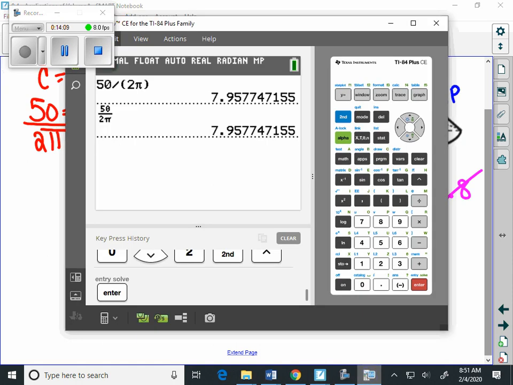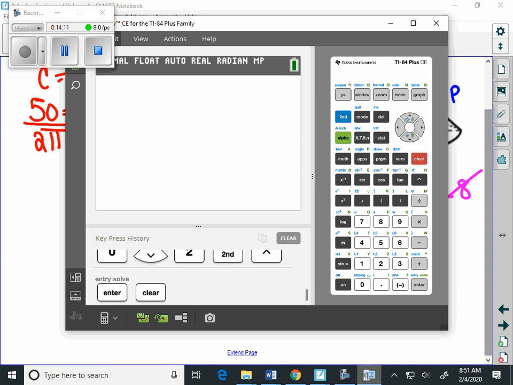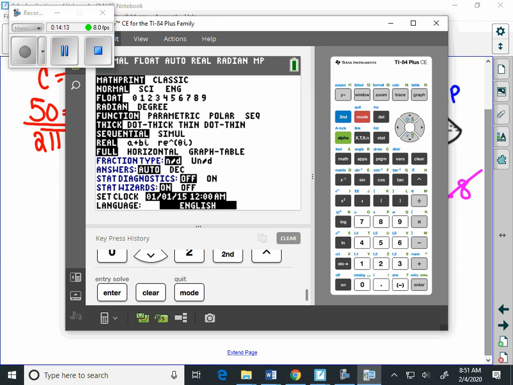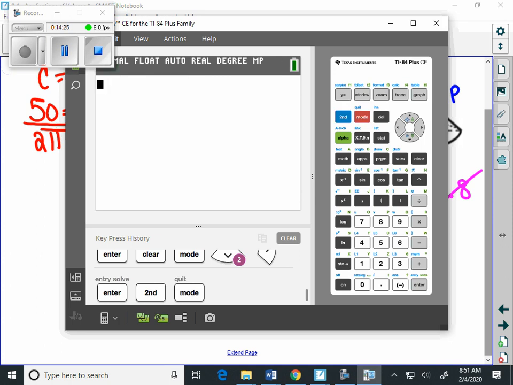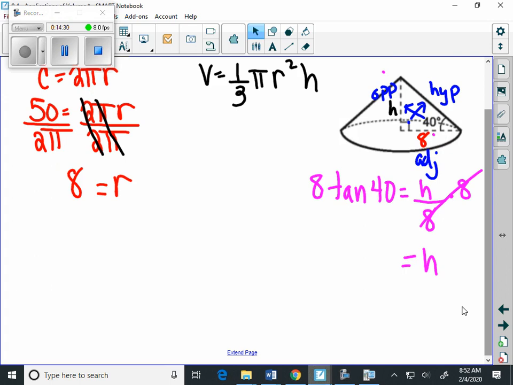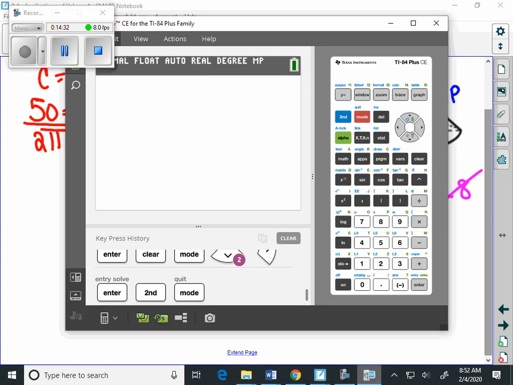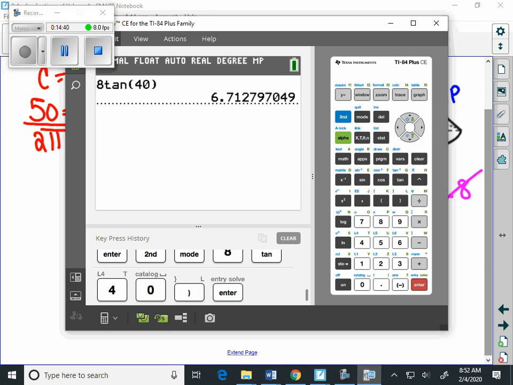And if you're using the calculator, I'm going to clear this. We go to mode, and I need to arrow down and then make this cursor flash on the degree. So I'm going to hit enter. And then to get out of that mode, second mode, now I'm in degree. So we're going to type this in: 8 times tangent 40. So we get the height here of 6.7.